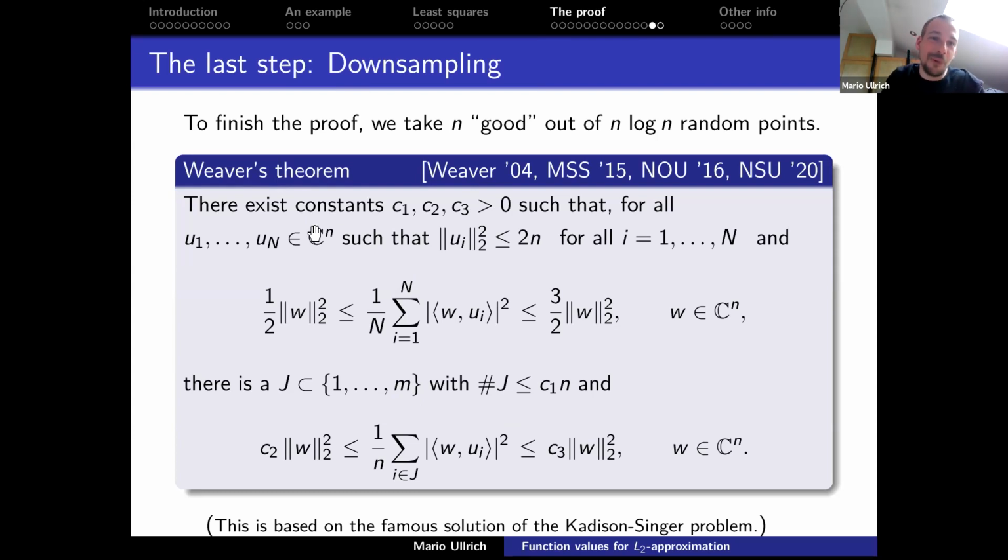Right. Okay. So this is the one, and Weaver is written here because Weaver was the one who was asking for this question here.